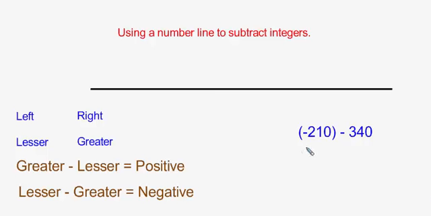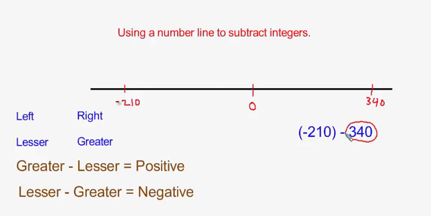I'd like to do one more example. This time I have a negative integer and I'm subtracting a positive integer. Because one's negative and one's positive, I like to put the 0 somewhere in the middle, because I'll be labeling the number negative 210, 210 units to the left of 0. And I will be labeling the number 340, 340 units to the right of 0, because that number is a positive integer.